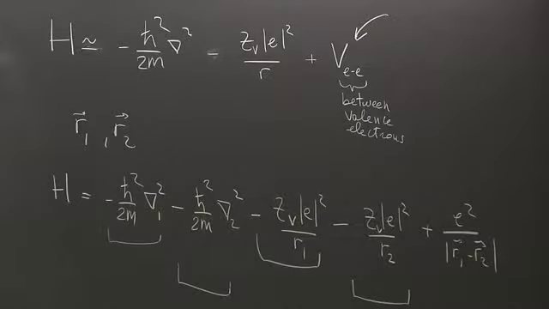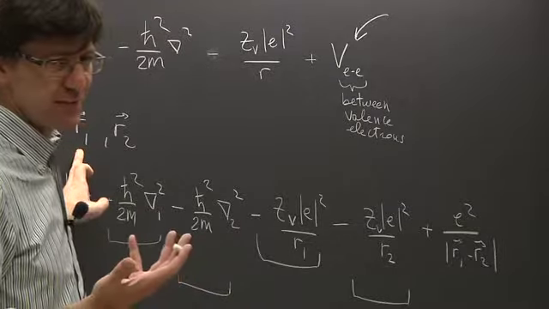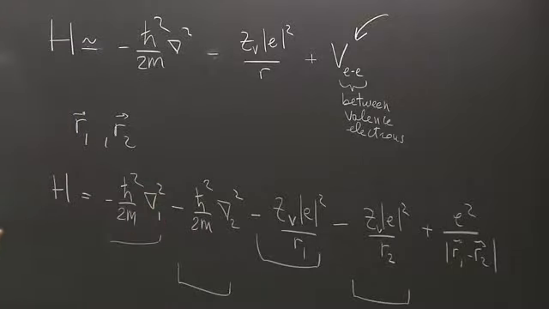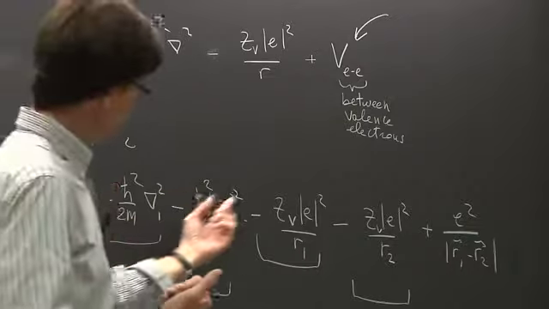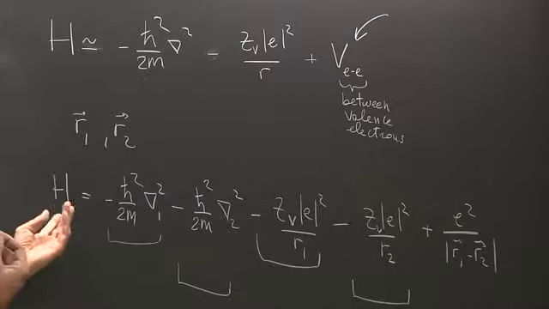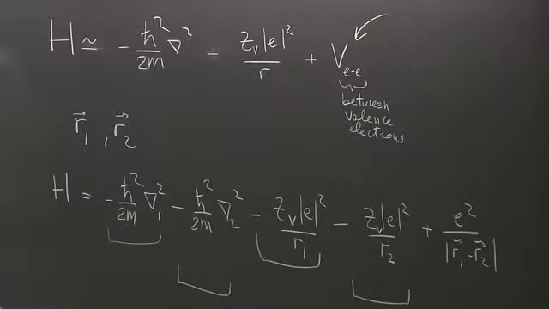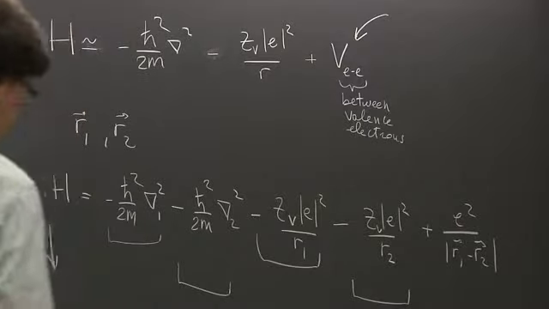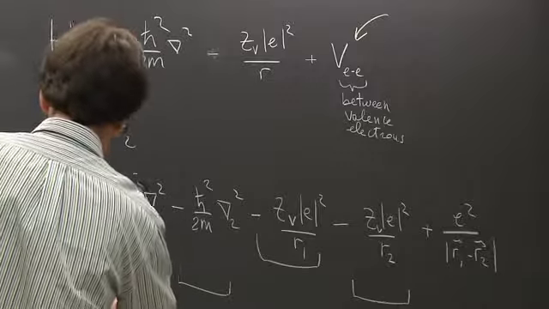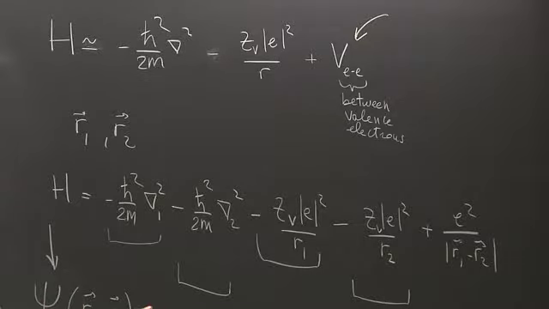Another consequence of this is that this Hamiltonian is now defined in a 6-dimensional space, because I have two particles, 3 degrees of freedom per particle. So this Hamiltonian depends on 6 independent degrees of freedom. And of course, if you want to solve this Hamiltonian, the wave function will be a function of 6 degrees of freedom, not 3 only. So the solution of this Hamiltonian will be a wave function of R1 and R2, right? So 3 plus 3, 6 degrees of freedom.